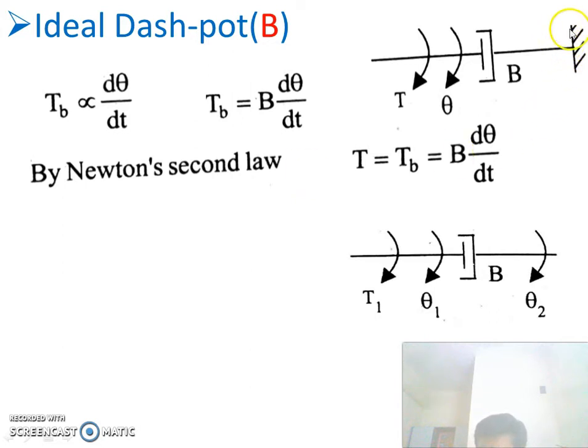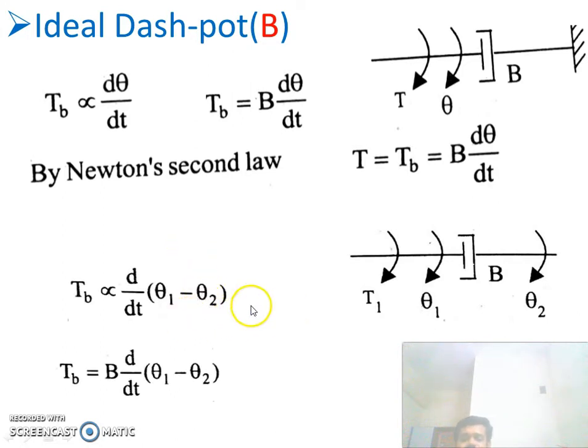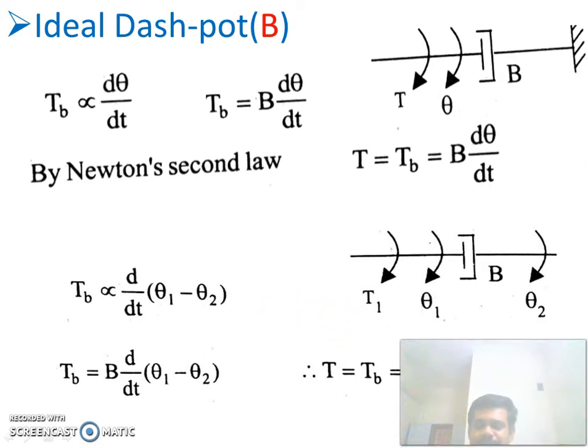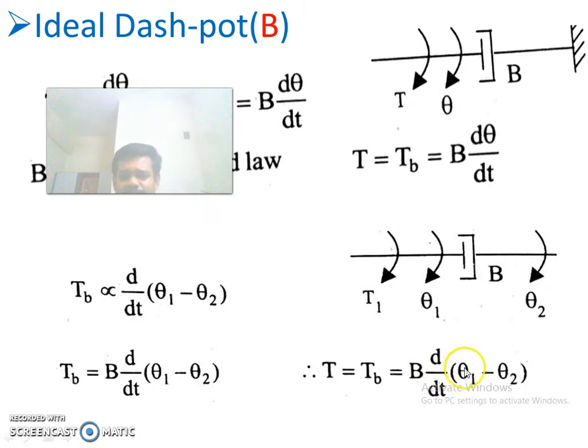Here one end is fixed. If both ends are free, you get an angular displacement of theta 1 at one end and theta 2 at the other. So the opposing torque Tb is equal to B into d by dt of theta 1 minus theta 2. Again by Newton's law, the opposing torque is equal to the applied torque.